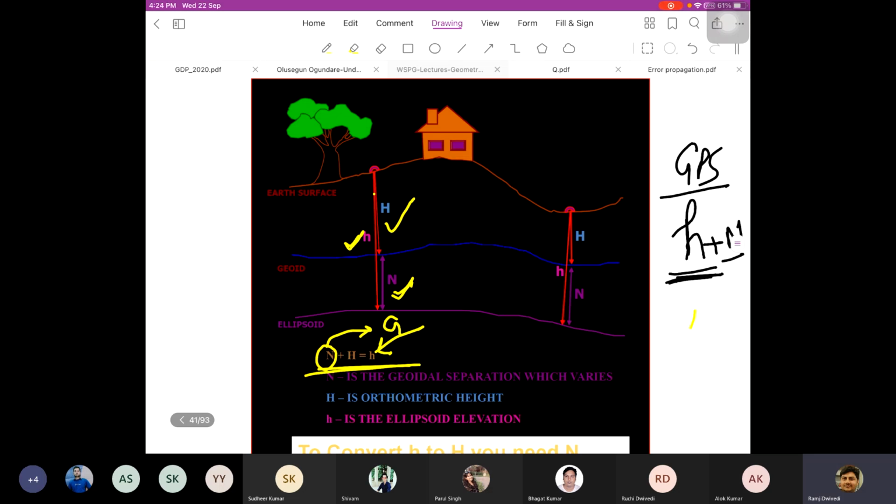Rather, we give this mathematical surface notation to our ellipsoidal surface, where scientists use certain fiducial points all over the surface and try to best fit that ellipsoid with a certain major axis, minor axis, and flattening. So this term mathematical surface is given to ellipsoids rather than the geoid.